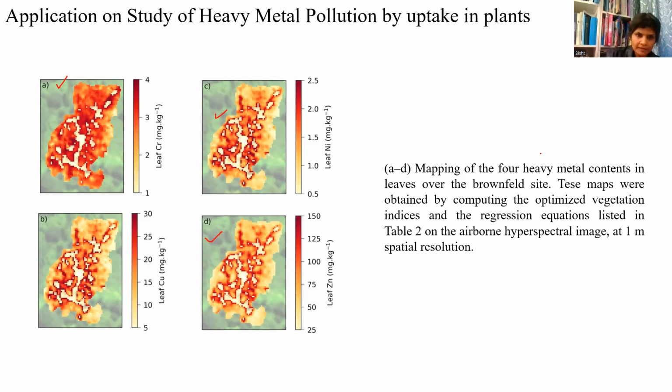So that was the first study that I wanted to show you because it was quite easy to understand. They had four elements, and they were mapping the uptake by the plants of these elements. And therefore, if any plant is uptaking any particular element in excess, it has a different kind of a spectral signature. And hence that particular signature can be correlated to the concentration of that element in the soil.